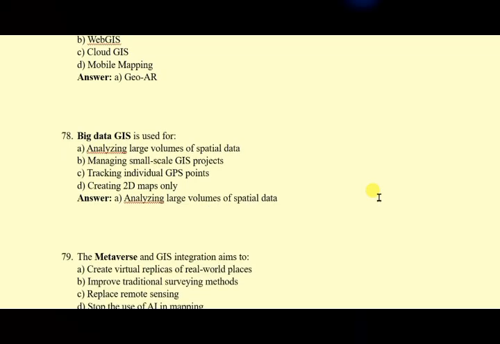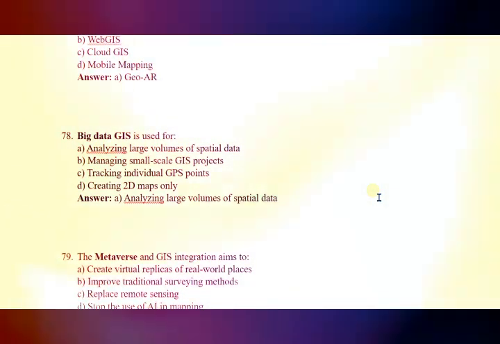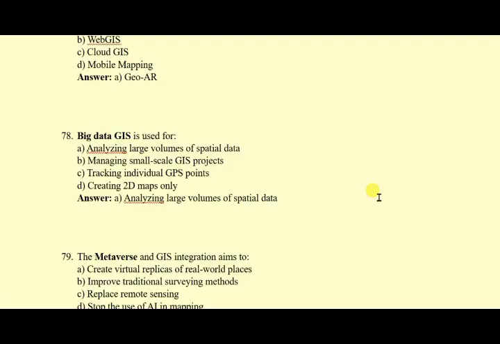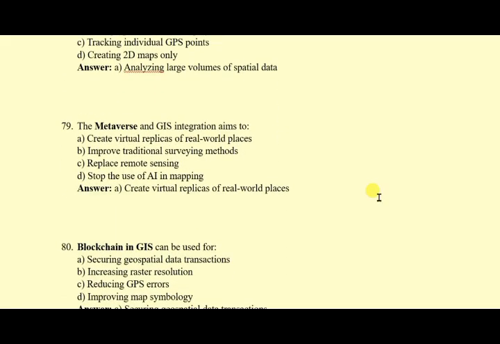78. Big data GIS is used for analyzing large volumes of spatial data, managing small-scale GIS projects, tracking individual GPS points, creating 2D maps only. Answer will be analyzing large volumes of spatial data.